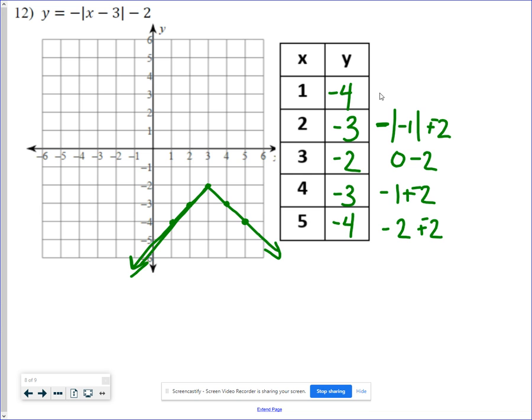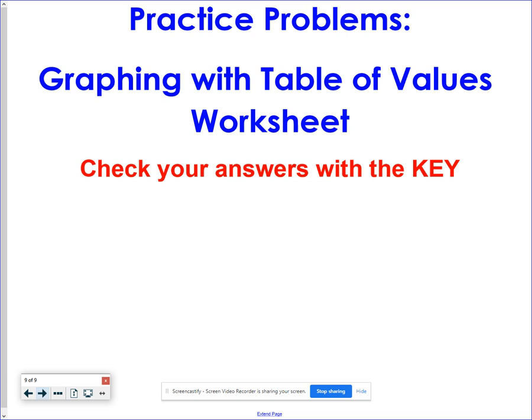So there is a good part of your worksheet done for you. Today, we need you to finish the rest of the problems from this worksheet. And the answer key is in Schoology. So if you need any help, let us know.